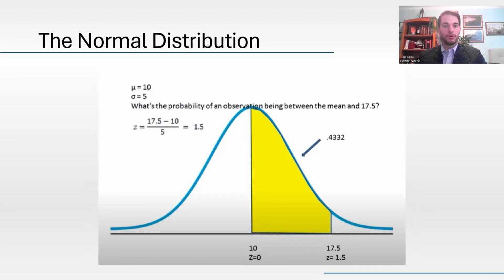Now, what we're looking for is the part of the curve, what percent of the curve is between 10 and 17.5. So it's highlighted by this yellow area here, between the z-score of 0 and the z of 1.5. So you don't have to memorize this unless you're someone like John von Neumann. You can just look it up in the z-table, knowing the z-scores that you're looking for.